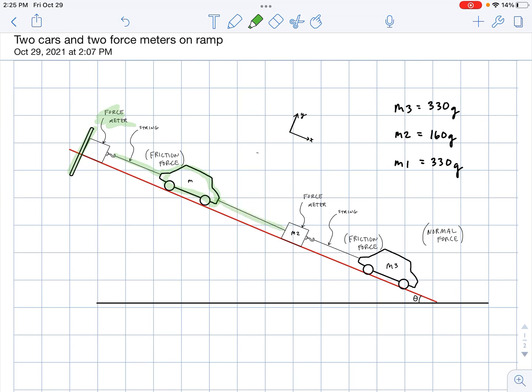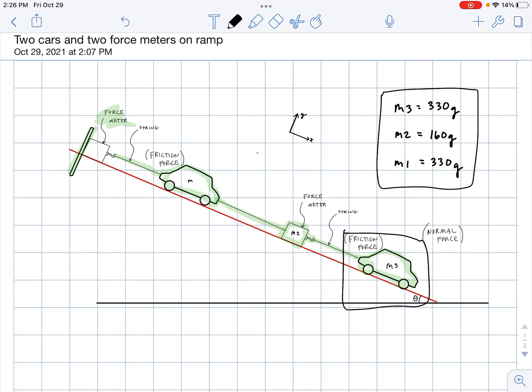Another string, another force meter, and another string, and another car. So that's our setup. So the first thing we're going to do in this video is solve for the tension in the string connected to the car that's labeled M3. Notice the masses up here on the right.